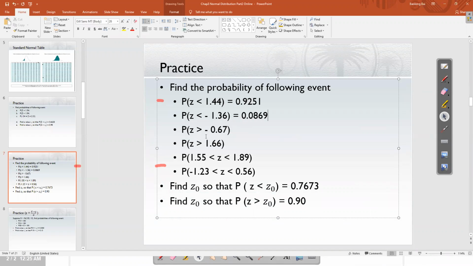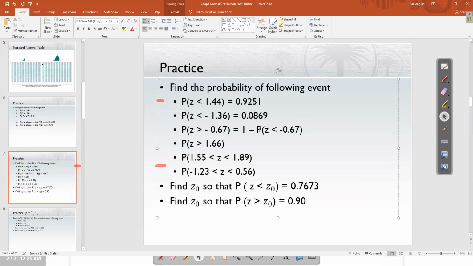All right. And next event, probability of z greater than negative 0.67. So for the greater than sign, we need to change it to a smaller than sign before we go to the z-table, because the z-table can only work if you have a smaller than sign, right? So when you change it, it will be 1 minus probability of z less than negative 0.67.